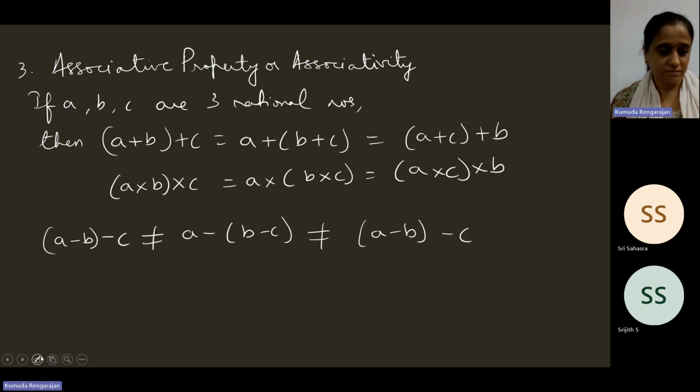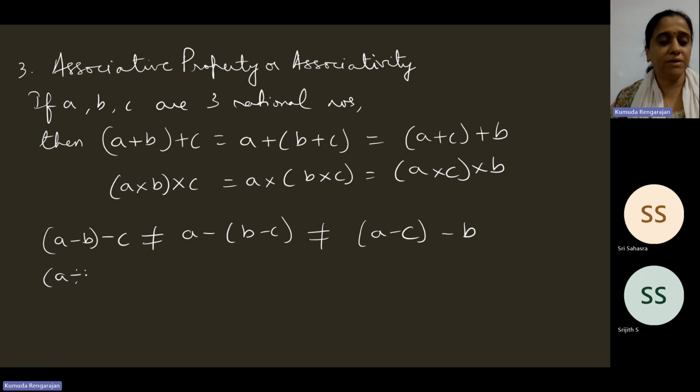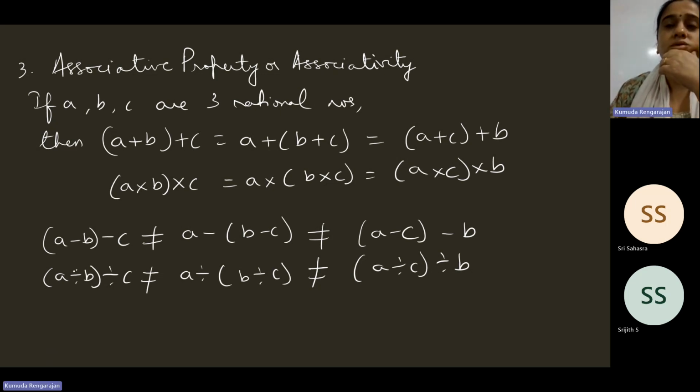Sorry, A plus... A minus C. Similarly, A divided by B divided by C will not be the same as A divided by C divided by B. So the associative property does not hold good for subtraction and division of rational numbers.